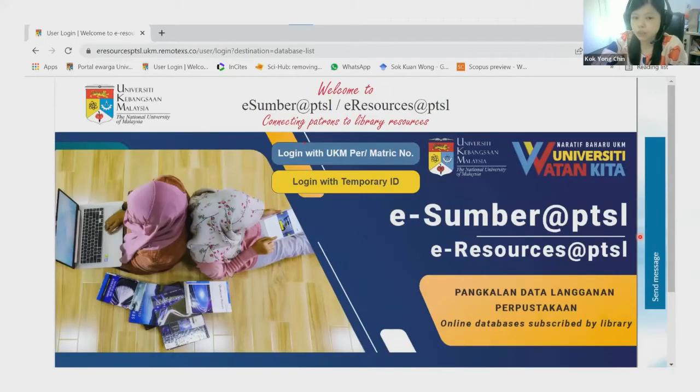Okay, something that I want to show you here is, I'm very sure that some of the students, especially the newcomers who have just registered as students, will find this useful. This is the UKM website for you to do a search. You have some of the databases here, because as you know, PubMed is free to use. Even outsiders can use it for free anyway.